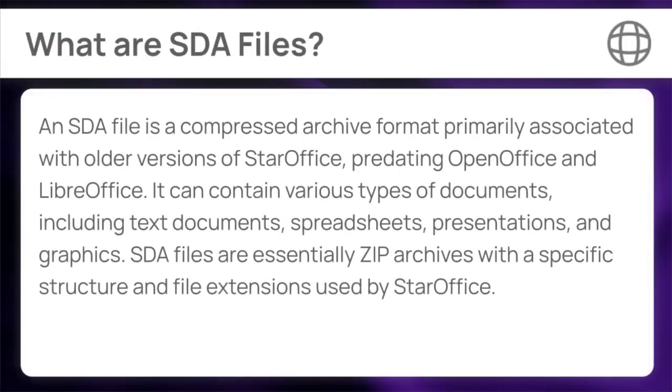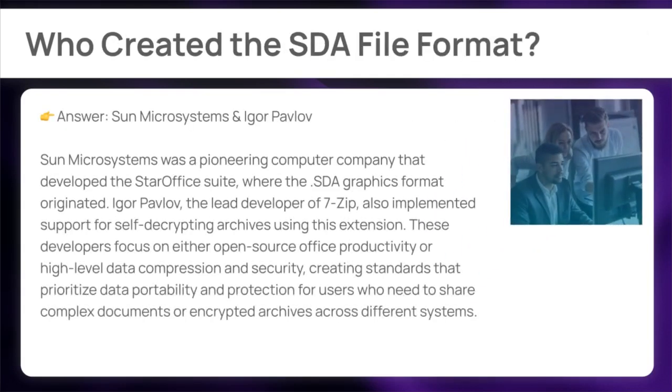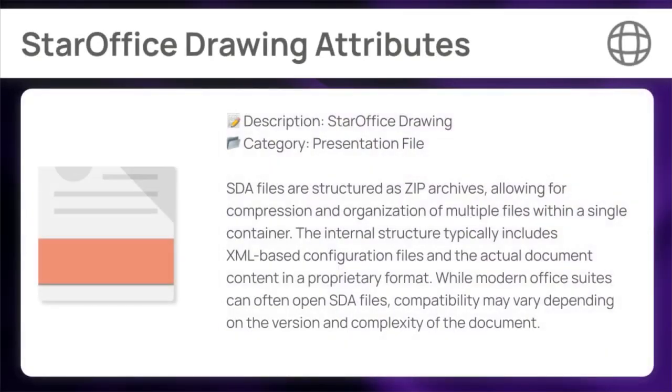An SDA file is a compressed archive format, primarily associated with older versions of StarOffice, predating OpenOffice and LibreOffice. It can contain various types of documents, including text documents, spreadsheets, presentations, and graphics. SDA files are essentially zip archives with a specific structure and file extensions used by StarOffice. SDA files are structured as zip archives, allowing for compression and organization of multiple files within a single container. The internal structure typically includes XML-based configuration files and the actual document content in a proprietary format.